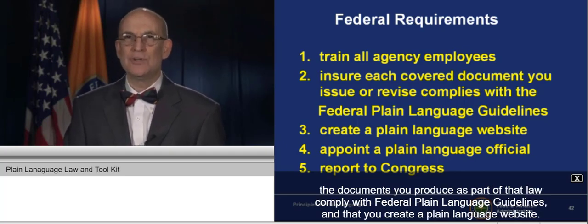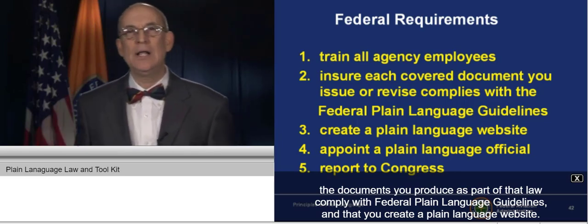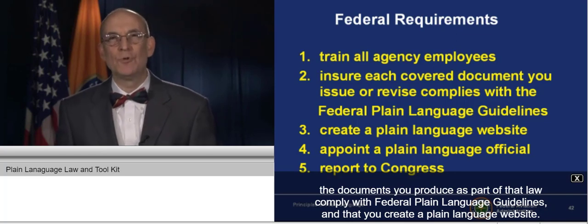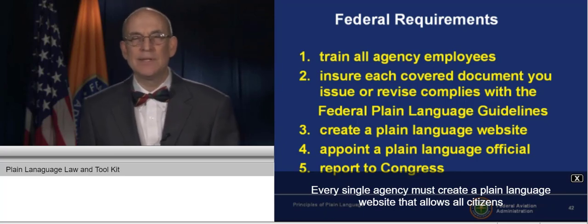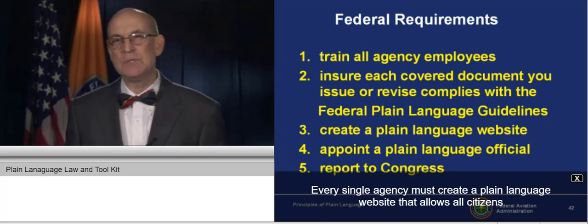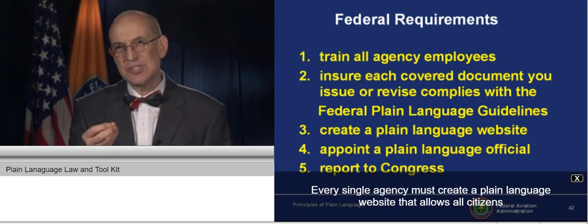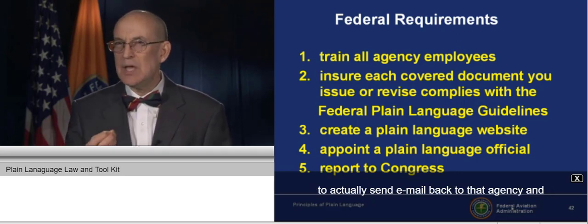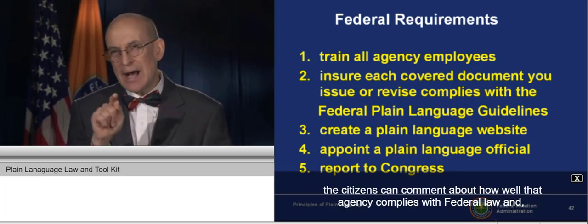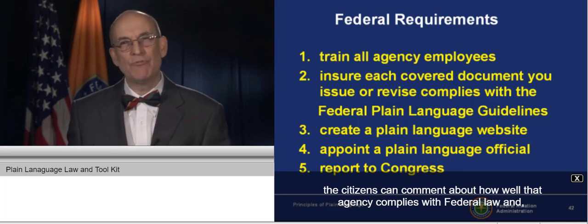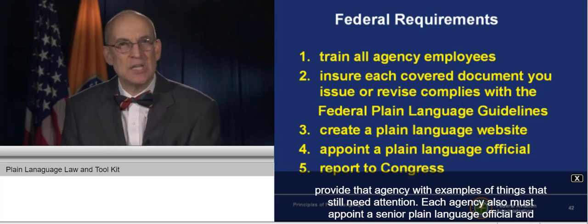You have to ensure and guarantee that the documents you produce as part of that law comply with federal plain language guidelines, and that you create a plain language website. Every single agency must create a plain language website that allows all citizens to actually send emails back to that agency, and the citizens can comment about how well that agency is complying with federal law and provide that agency with examples of things that still need attention.